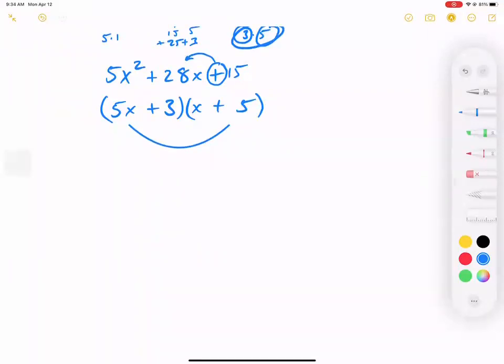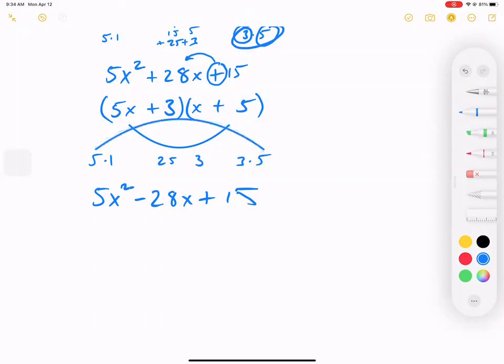What if we have subtraction or negative signs? So we can do the same problem: 5x squared minus 28x plus 15. Now we said 5 and 1 worked, and 3 and 5 worked, right? So when you multiply them, you end up with 25 and 3. Same exact steps that we did previously. 5 times 5 is 25. 1 times 3 is 3. And they do add up to become 28.